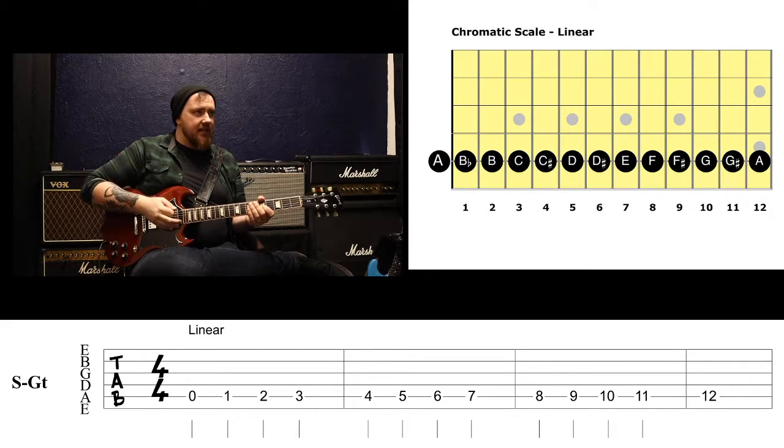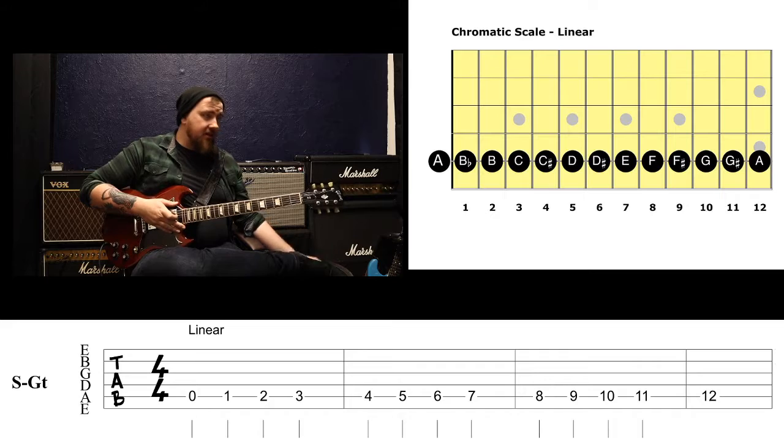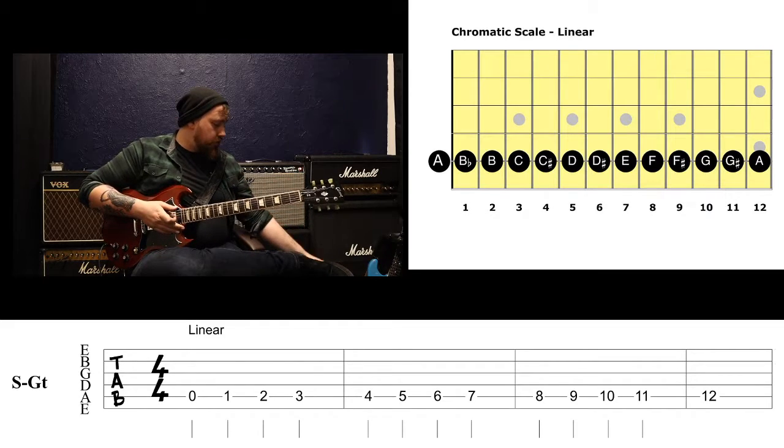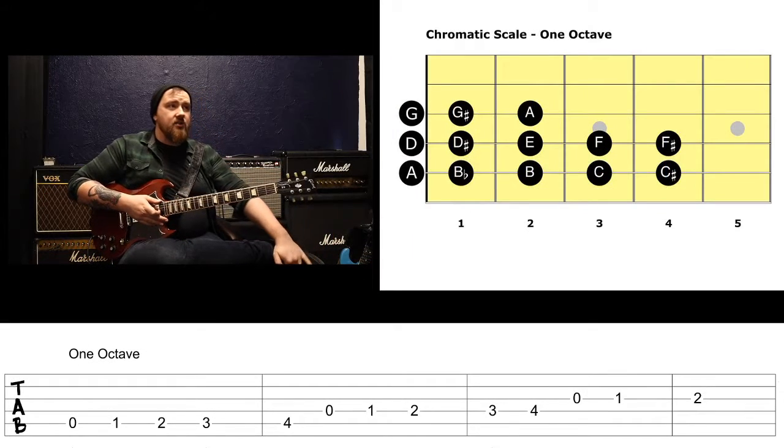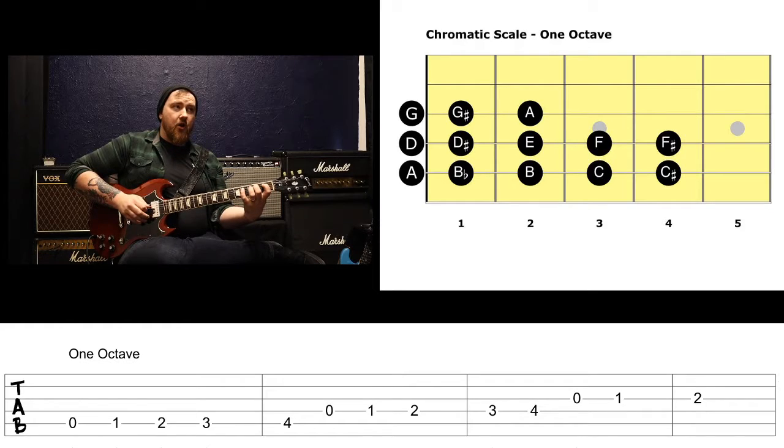Okay. Now the linear chromatic scale is better used in like modal playing and modal interchange. Now this is a great exercise that I use in my own warm-up. For example, instead of going across linear in one string, I'd be more inclined to go across like this over one octave. So you've got 0, 1, 2, 3 and 4 on the A string, followed by 0, 1, 2, 3 and 4 on the D string, followed by 0, 1, 2. And that's the octave.